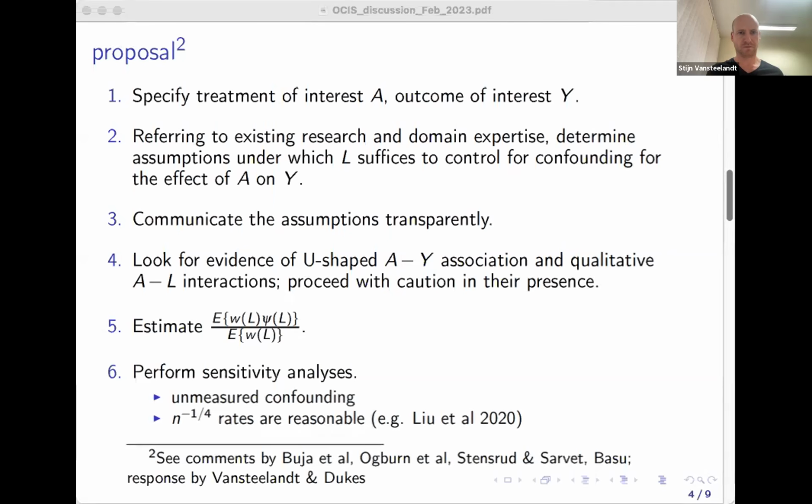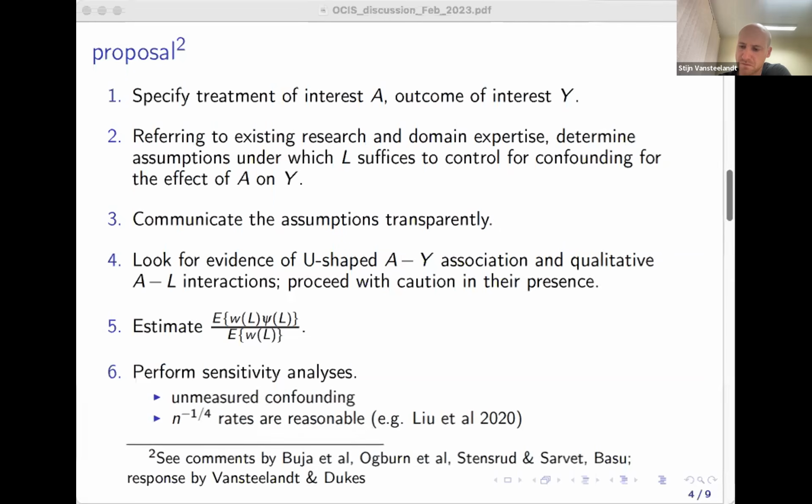Step 4 is to look for evidence of non-monotonic AY associations and for evidence of qualitative AL interactions. That's because if the relationship between A and Y is U-shaped, for example, then the linear slope of Y on A can be very misleading. And this is all modulo the link function G. Similarly, if the direction of the AY relationship can change across values of L, then taking a weighted average across levels of L can be misleading.